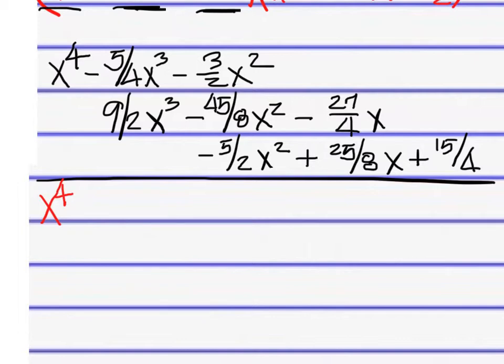Then you're going to have negative 5/4 plus 9/2. The common denominator is 4. If I make this a 4, that means I multiplied by 2. 9 times 2 is 18. Negative 5 plus 18 is 13. So we end up with plus 13 over 4, x to the third.